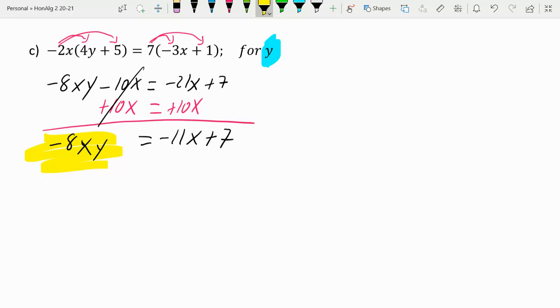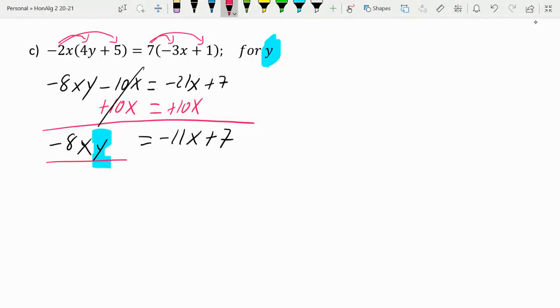We have negative 8xy. And I told you guys before, people in math are lazy. If I was a good math teacher, I would read this as negative 8 times x times y. But we're all lazy. We just say negative 8xy. Whenever you have a coefficient and variables next to each other like this, you're multiplying. So what do I want to leave behind? I want to leave that y behind. So what do I have to get rid of?